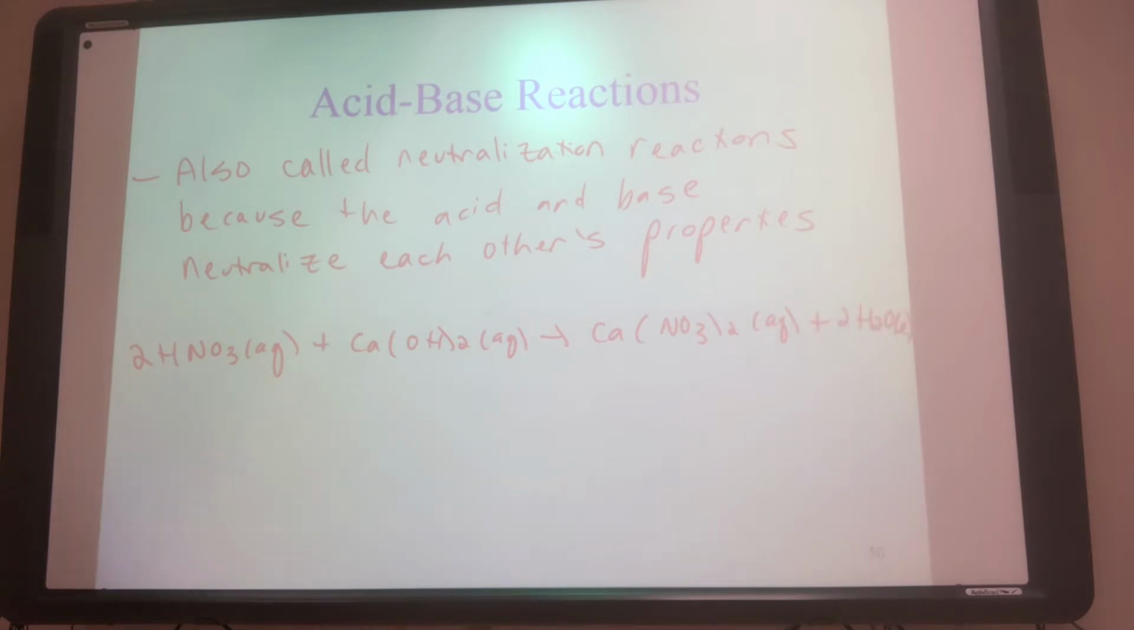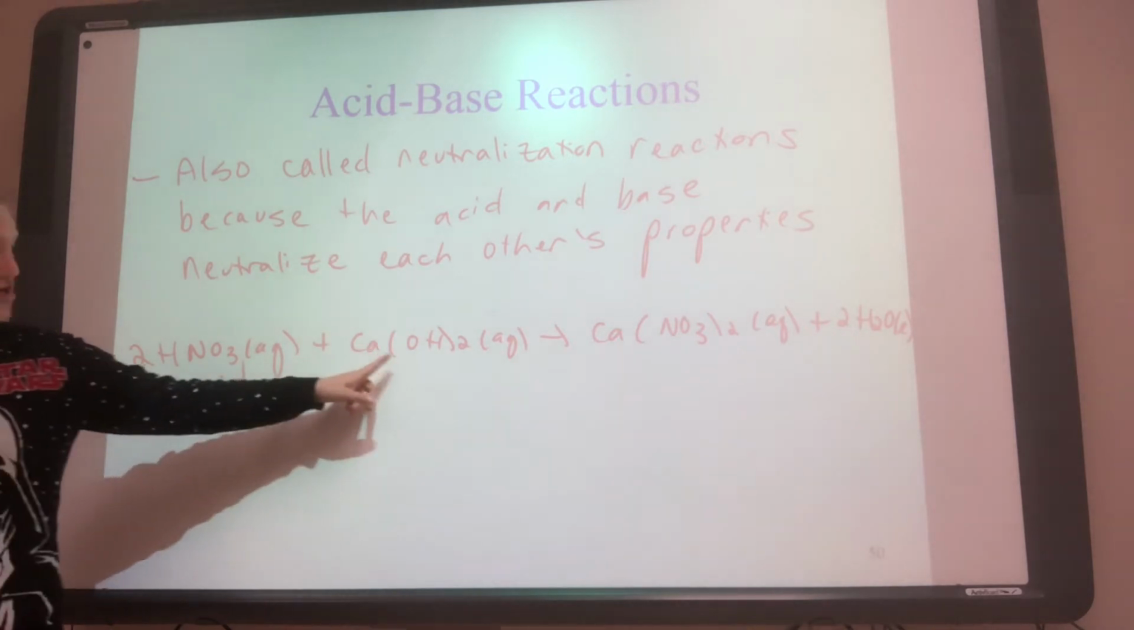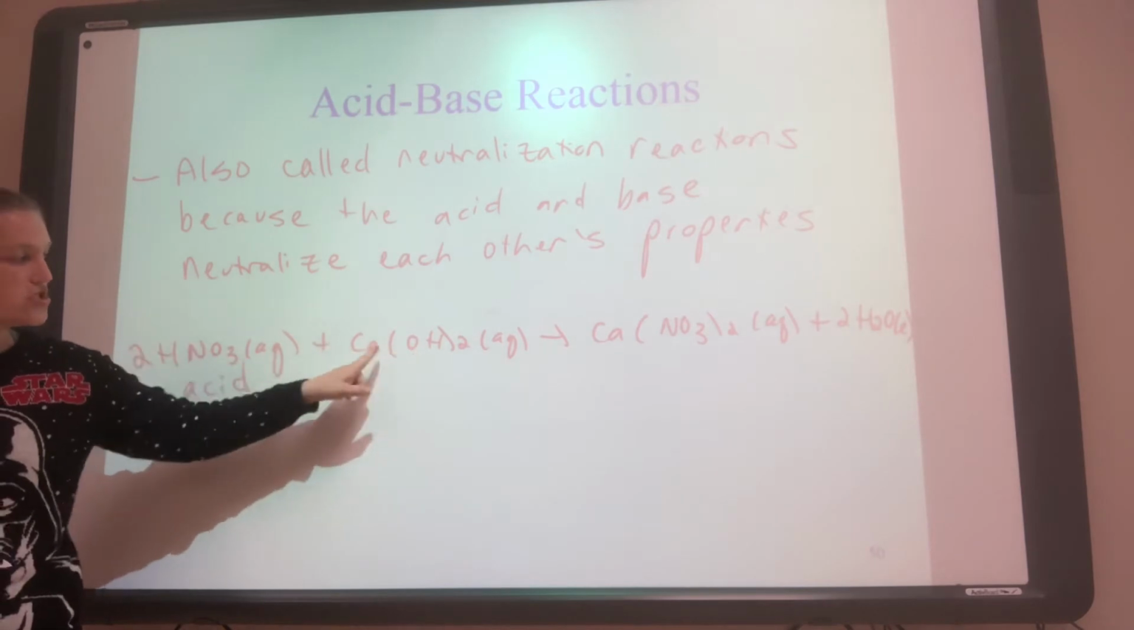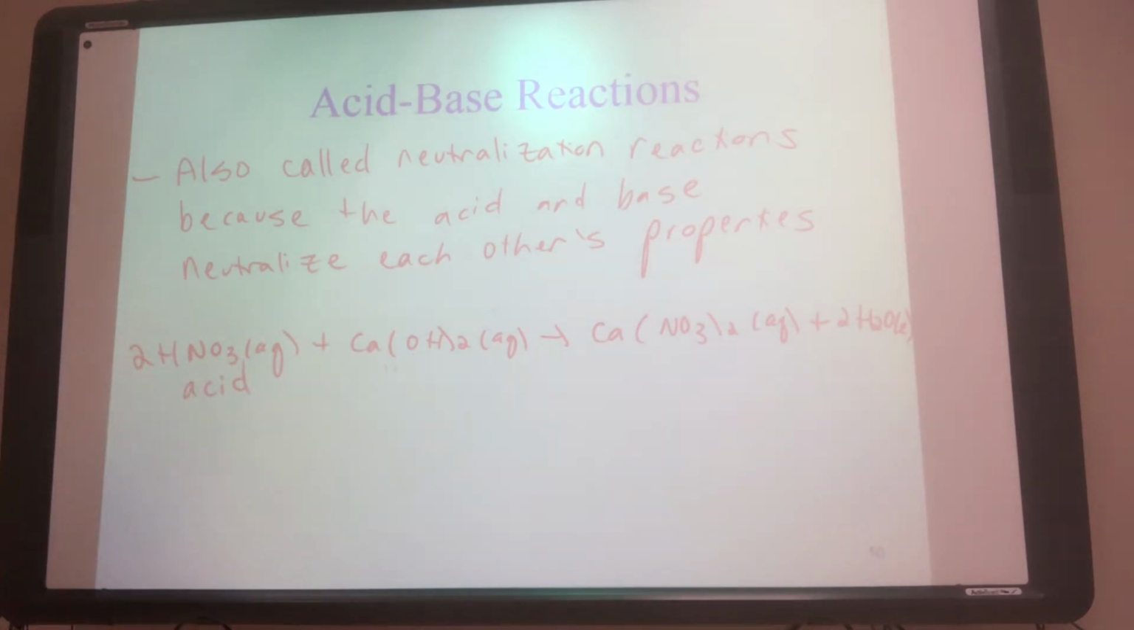All right. So if you see here, it starts with an H. It's got NO3. This is going to be an oxyacid. So here's my acid. And here you've got the OH, so you can think of the Arrhenius definition. Here's an OH. This is my base. So an acid and a base is going to react together in my neutralization reaction.